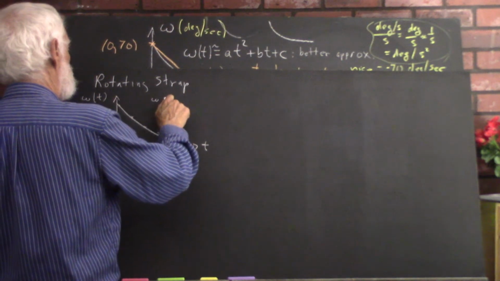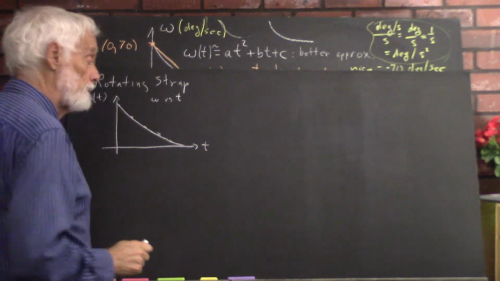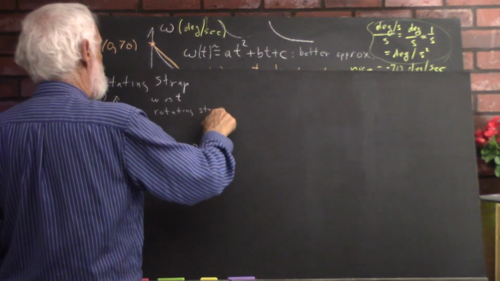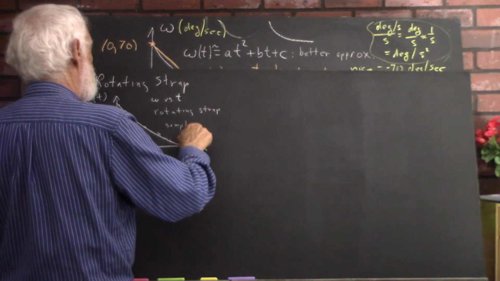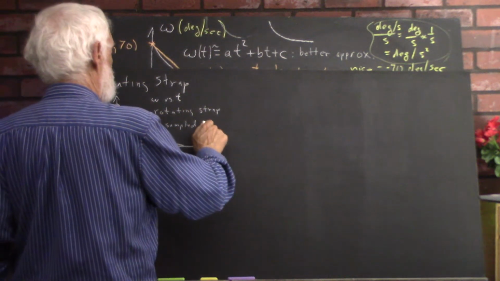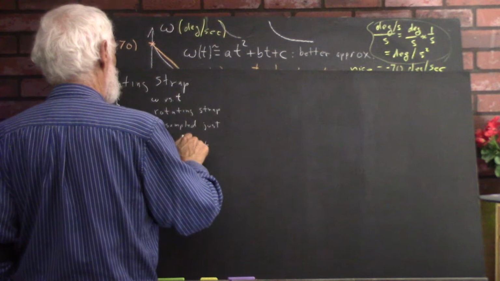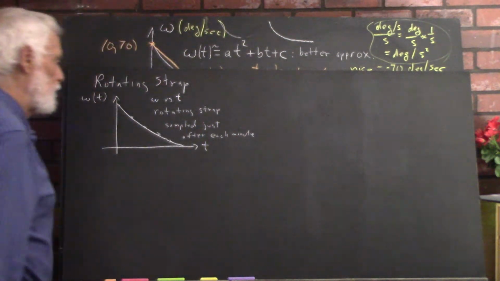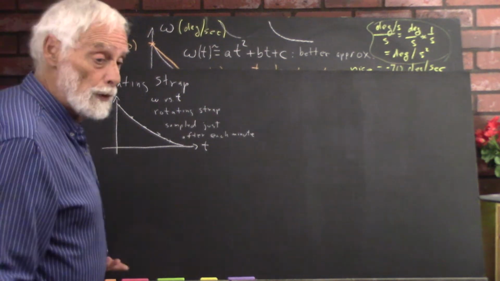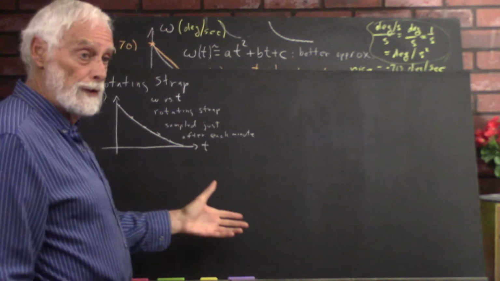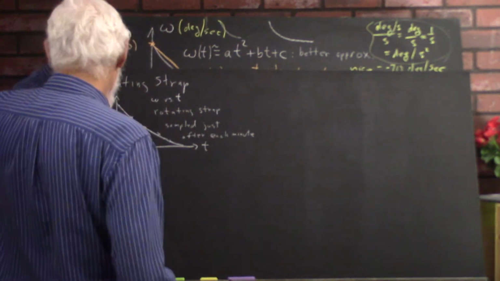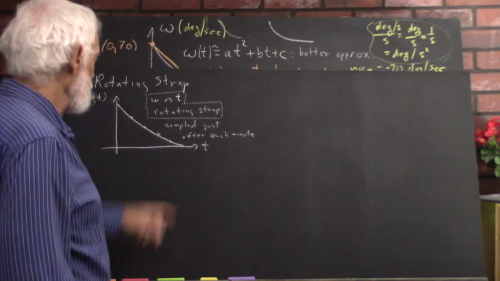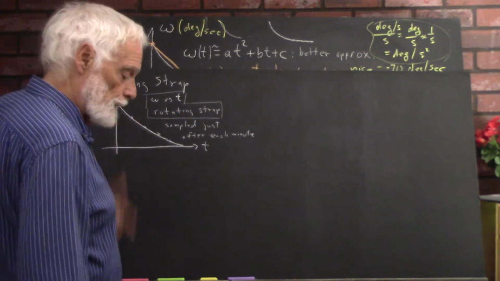I'll label that omega versus t. Rotating strap. Sampled just after each minute. Now that's not really a good label, and that's too big for the title of a graph. So in any report that accompanies this graph, we want to explain some details, including details of our uncertainty. And we'll be working on that. So right here, maybe, is a good title, and this begins a description which would be written above, below, off to the side, whatever.